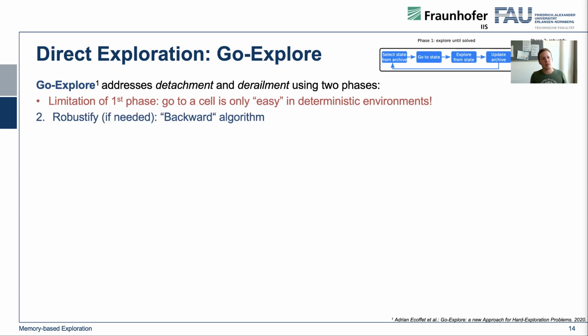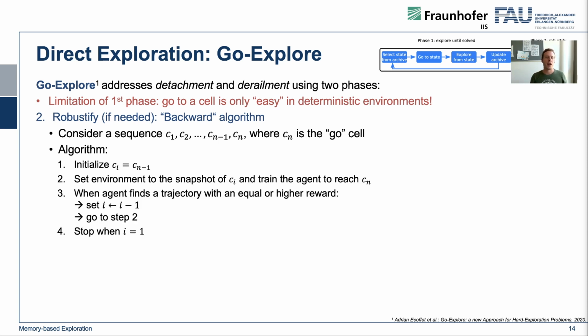And from there on, they define an algorithm that's called the backward algorithm. In order to understand this algorithm, consider a sequence C1 until Cn, where Cn is the goal cell. So it's like the cells along the way, and Cn is the goal cell that we want to reach. They propose an algorithm like this. We initialize Ci as Cn minus 1, so it's the state before the goal cell. We then set the environment to the snapshot of Ci, which we stored in the memory, and then we train the agent to reach Cn. So we train a policy that takes us from Ci to Cn.